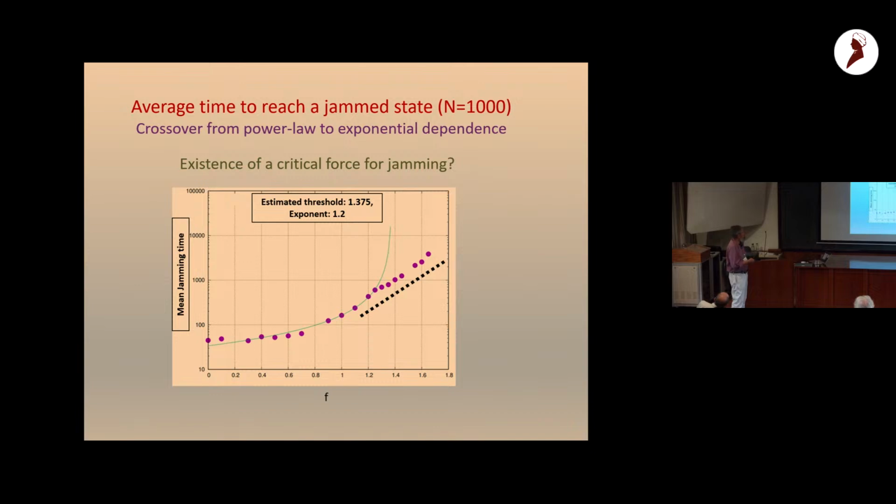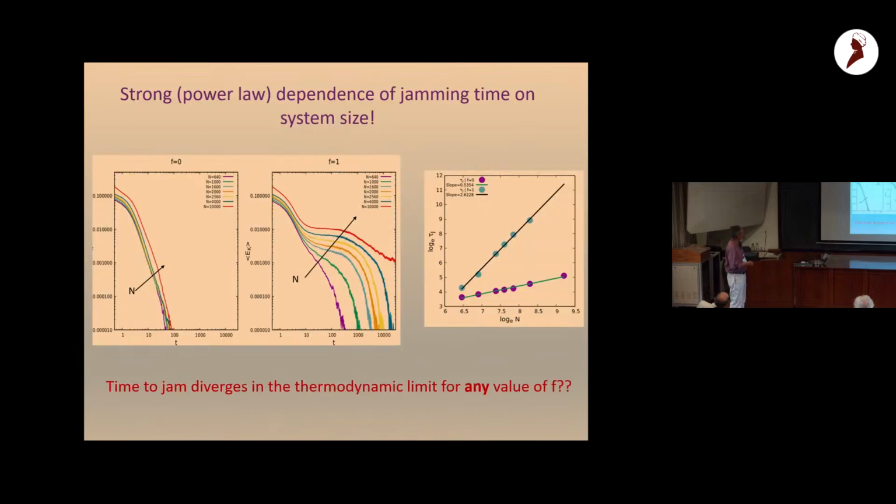But again, there is strong system size dependence. So we also look at system size dependence. When you quench to f equals 0 and also to f equals 1, again, you see very strong system size dependence. If you go to bigger systems, it takes longer to reach this jam state. And the time again increases with the system size as a power law, at least over the limited range that we are looking at. So here also, there is no special value of f.